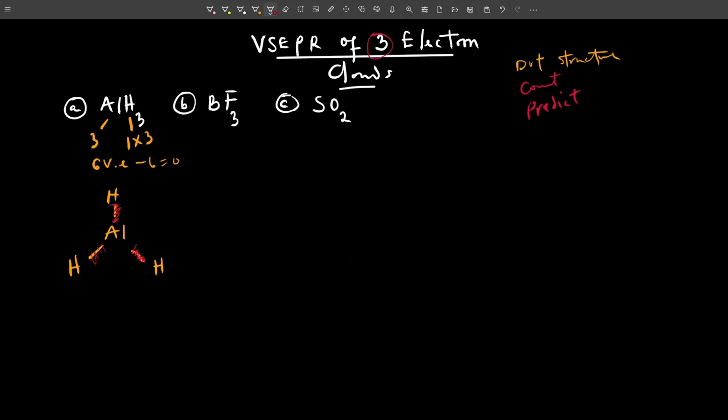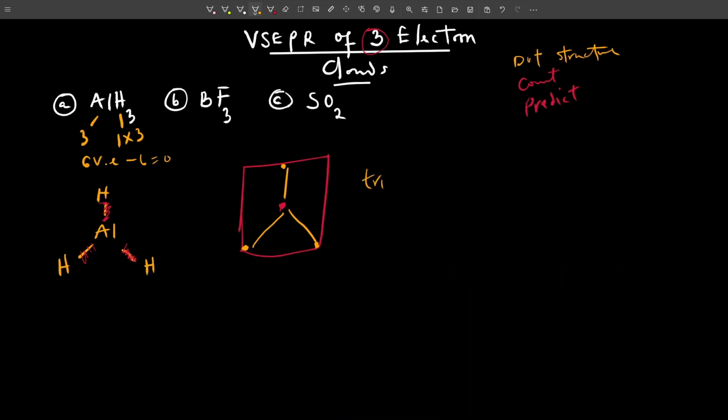The reason being that if you look at this, this can fit into a plane. So imagine I have a plane shape like a rectangle or square. Let's say this red dot here is aluminium and the orange dots are the hydrogen atoms. So we have something like this. It fits into a kind of plane. So that's just a way to think about it. So we say that this electron cloud geometry is trigonal planar.